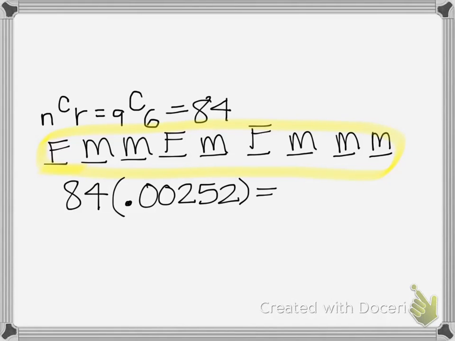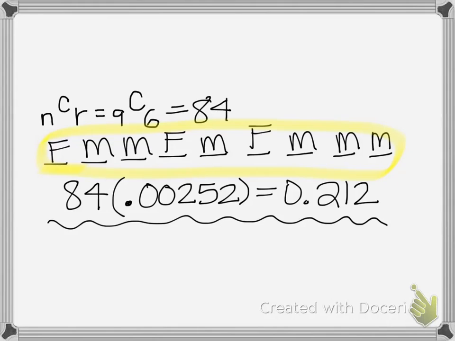Okay, so let's see what we get for that. We're going to get 0.2188, so we'll say 0.212. Now, that's just the probability of getting 6 males. Remember, we wanted at least 6 males, so we still have to figure out 7, 8, and 9 males. But let's write a formula here so we can get it a little bit more organized and then set it up to find 7 males, 8 males, and 9 males.